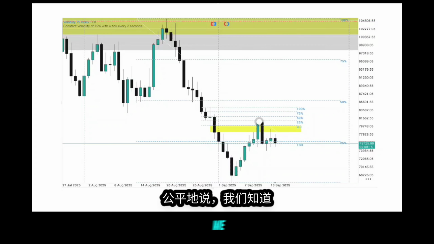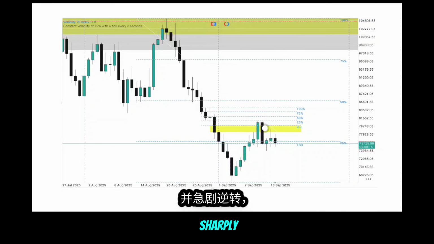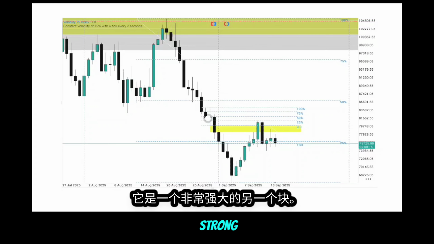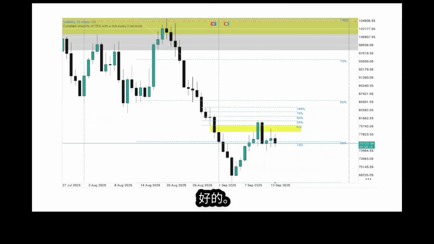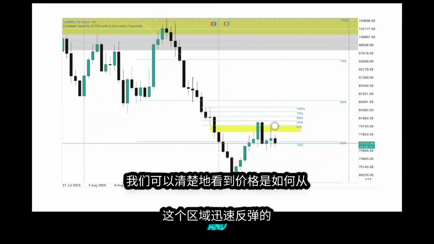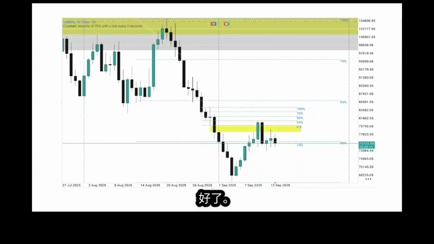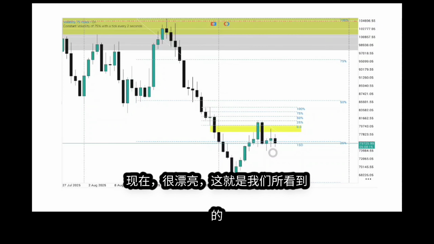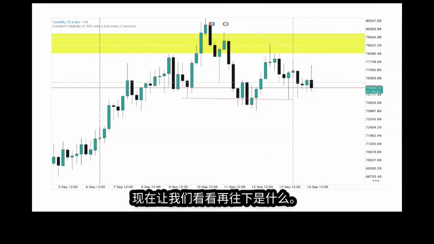And we know that when price trades into 25% of an order block and sharply reverses, it is acting as a very strong order block. Usually it does happen with proportion blocks. So beautifully that's what has happened in here, and we can see clearly how price has rallied away quickly from this area, and then it descended a bit downward in here. Right now, this is what we are seeing, that price has traded into a fair value gap, and then we are retracing downwards.